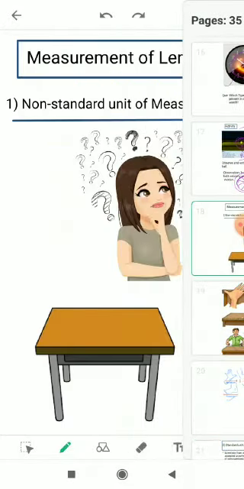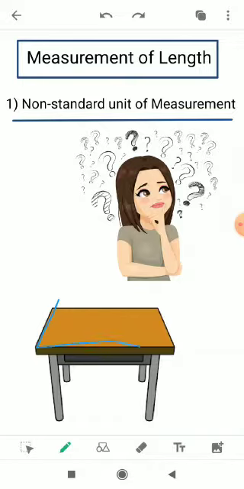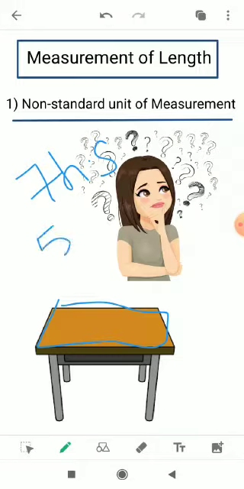So if I tell you to measure the length of this particular table using your hand span, suppose you are getting a value of 7 hand spans. Now again I'm telling you to ask your parent to do the same. So maybe your parent will get a value of 5 hand spans. Now here you can see there is a difference between the measurement value which you got and your parent's. So there is a confusion. How would I get to know what is the exact length of this table?